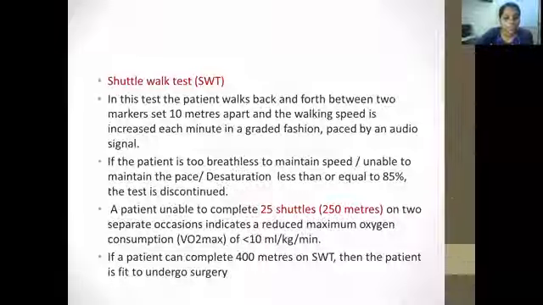A patient unable to complete 25 shuttles or 250 meters on 2 separate occasions indicates a reduced maximum oxygen consumption of less than 10 ml per kg per minute. If the patient can complete 400 meters on the shuttle walk test, then the patient is fit to undergo surgery.